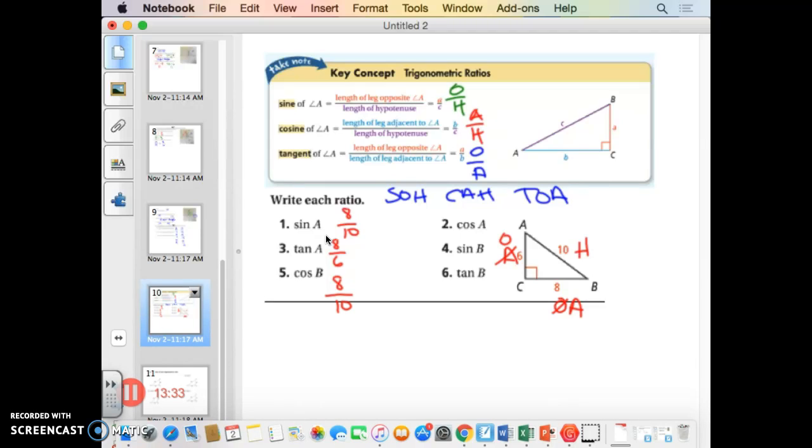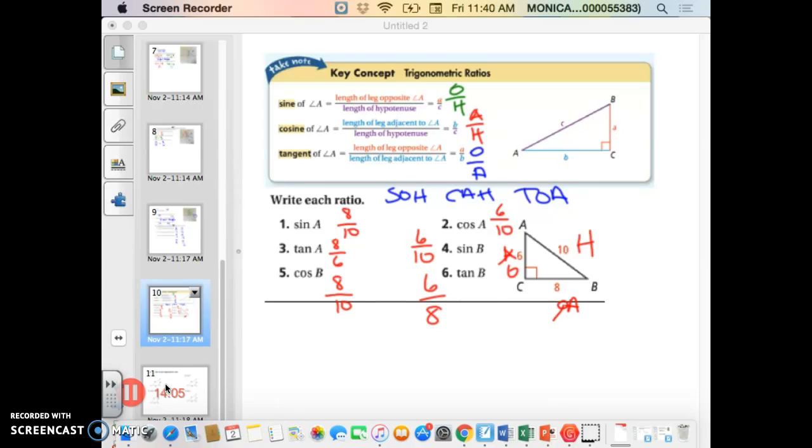And if you try these problems over here, cosine of A, remember the hypotenuse is always going to stay the same. So if you're looking from A, this is opposite and adjacent. Cosine would be 6 over 10. The sine of B, this would be opposite and adjacent. So B would be opposite, which is also 6 over 10. And the tangent of B would be 6 over 8, opposite over adjacent. Go ahead and look at these problems here.